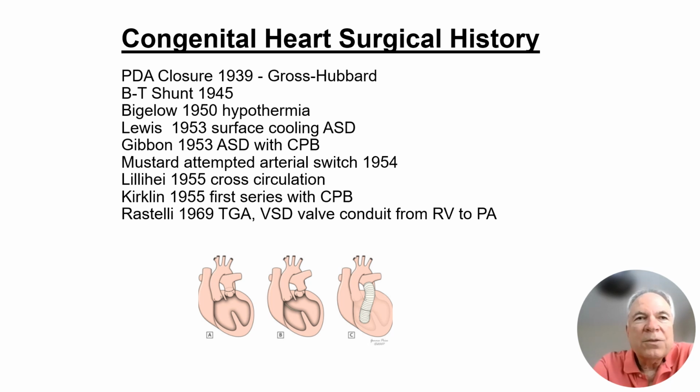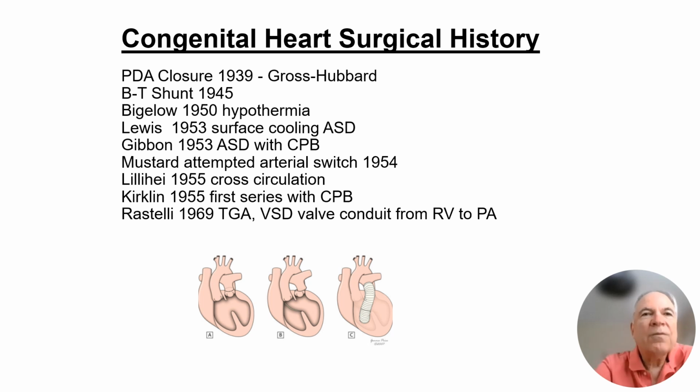Some of the surgical history for congenital heart defects. In 1939 was the first PDA closure, which is outside of the heart. The BT shunt that I talked about just before at Johns Hopkins was done in 1945 to increase pulmonary blood flow in tetralogy patients. In 1950, Bigelow did experiments on dogs and showed that they could undergo circulatory arrest at low temperatures without brain damage. And that led to some of the operations using surface cooling and closure of ASDs without cardiopulmonary bypass.